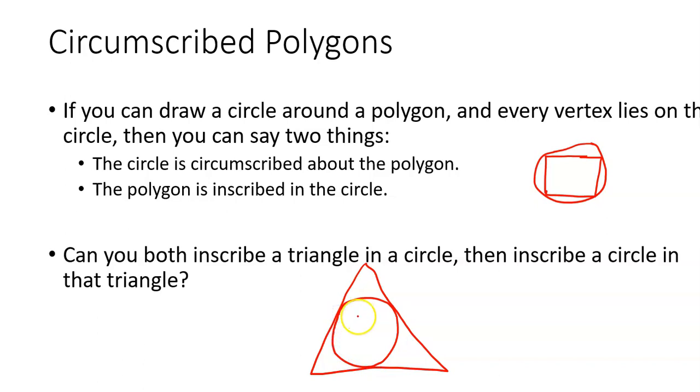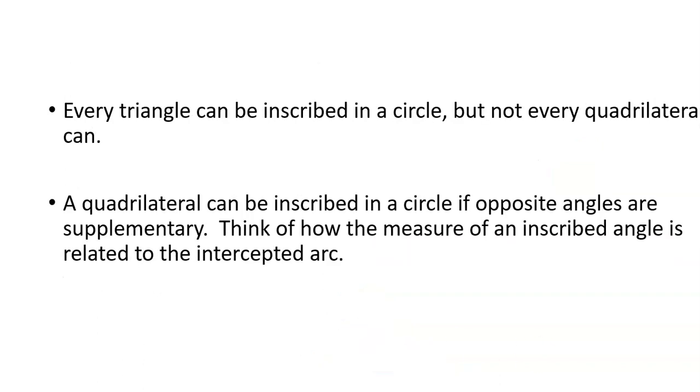And now, can I inscribe a triangle in that circle? Sure, I can. Well, it looks like I can. There we go. 1, 2, 3. So I've got my triangle in a circle, and I got my circle in a triangle. Here, let's give this one more shot. All right, so I've inscribed my circle in a triangle, and I've inscribed my triangle in a circle. So I can do both.